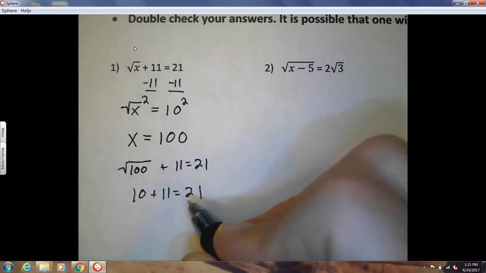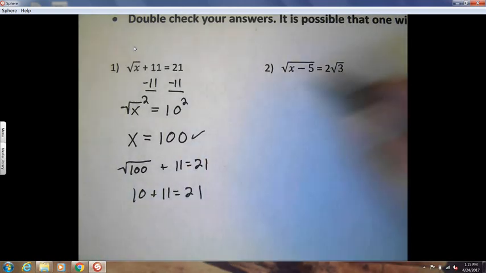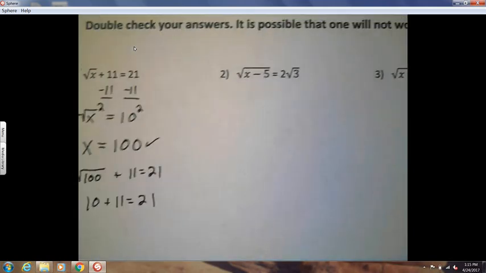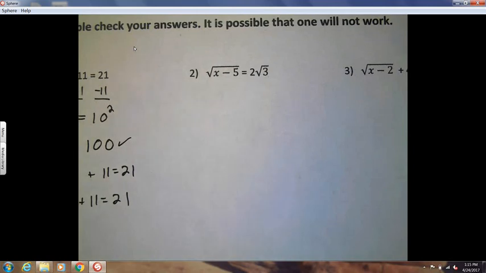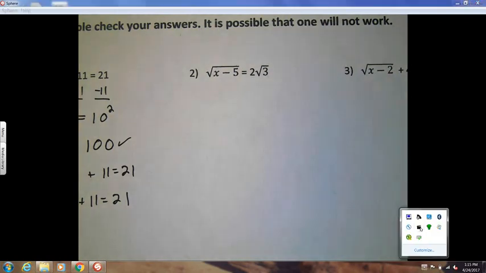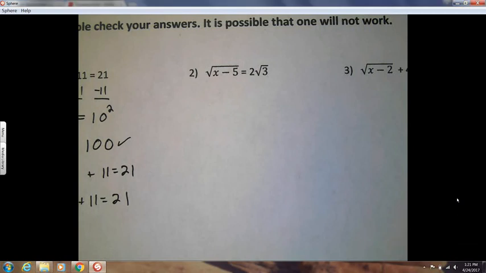Okay, let's try another example. First thing I want to see, is there anything else on this side of the equal sign? And there's not. Okay, so since I have nothing else on this side of the radical, what I'm going to do to get rid of it is square both sides.